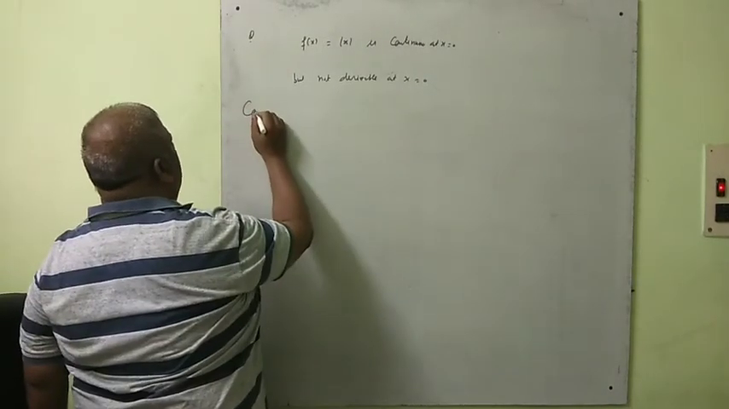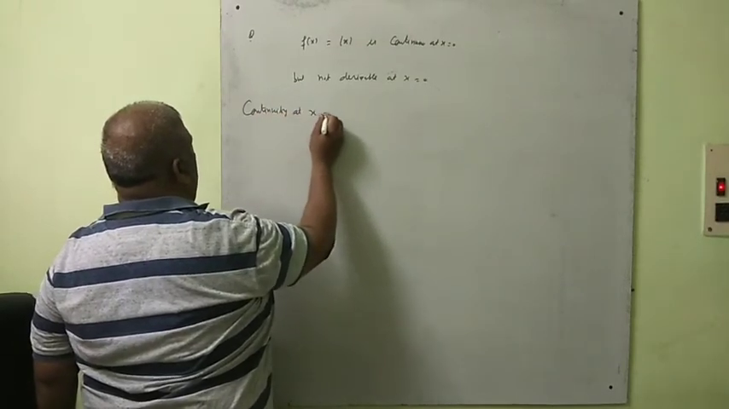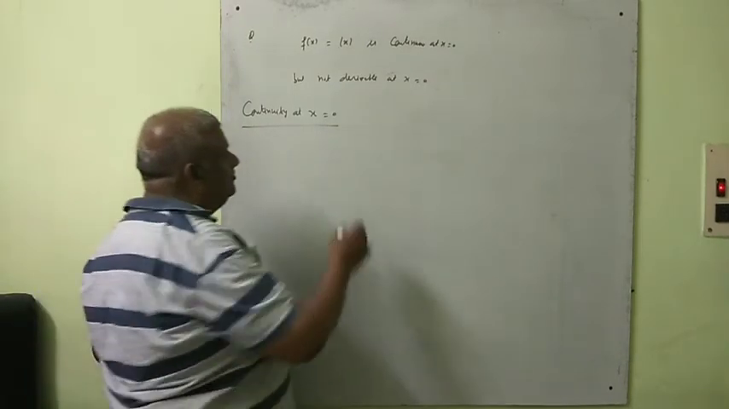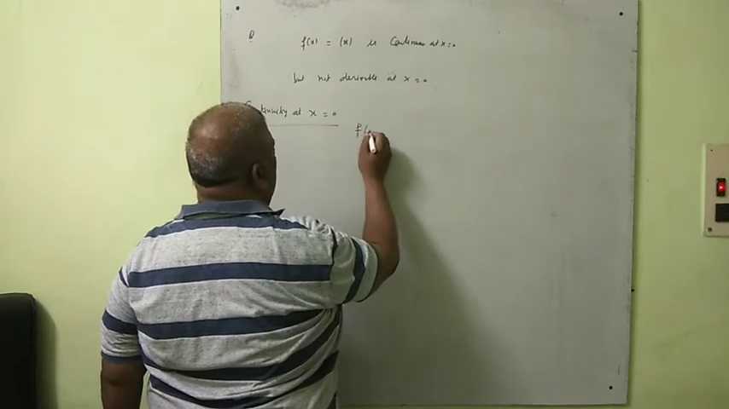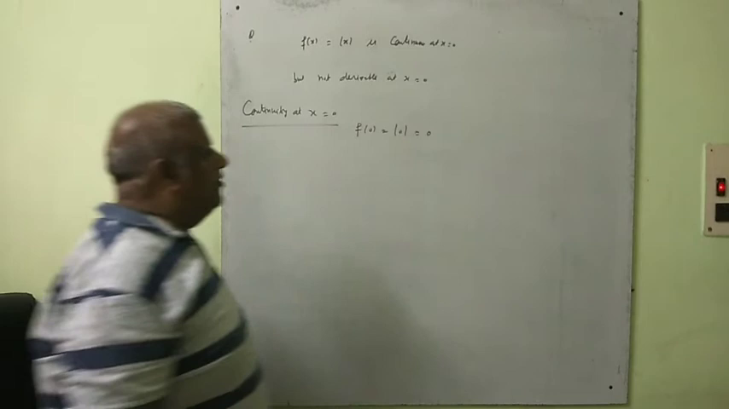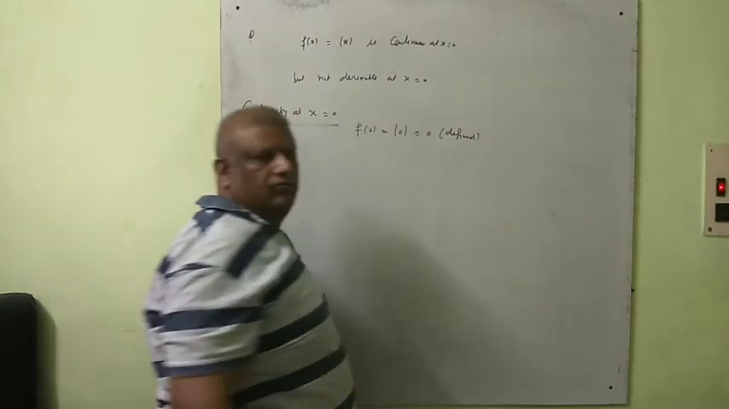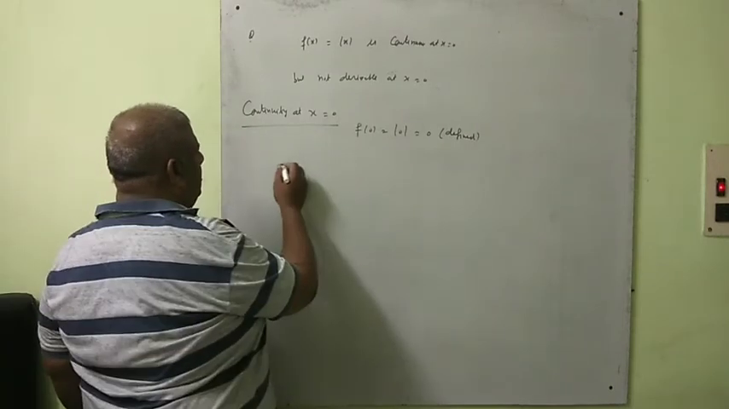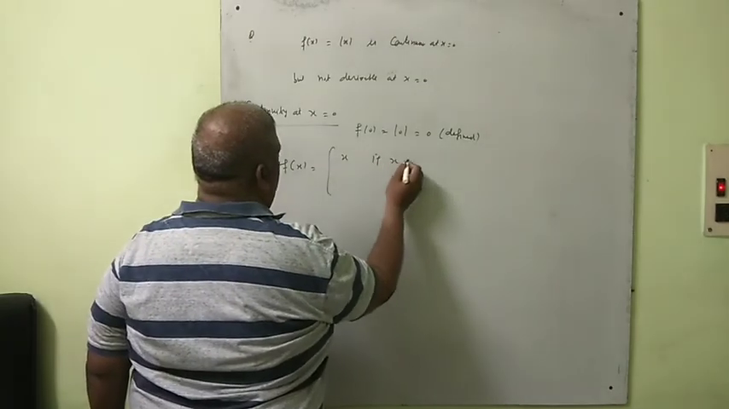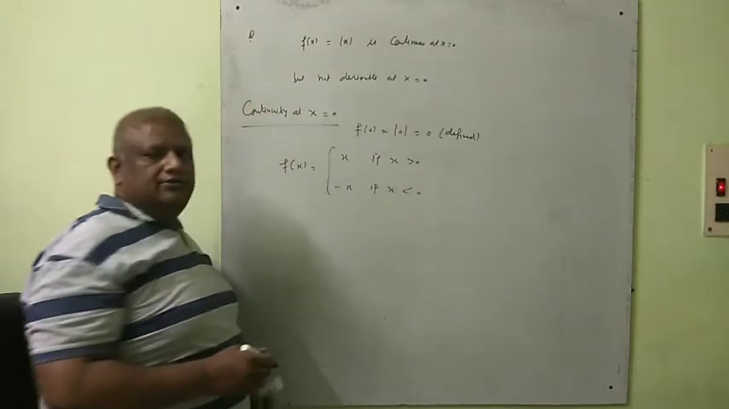सबसे पहले हम कंटिन्यूटी की बात करें. Continuity at x is equal to 0. कंटिन्यूटी क्या है? सबसे पहले हम f(0) फाइंड आउट करेंगे. Modulus of 0, this is 0. Defined, exists. We know that f(x) is x if x greater than 0, minus x if x less than 0.